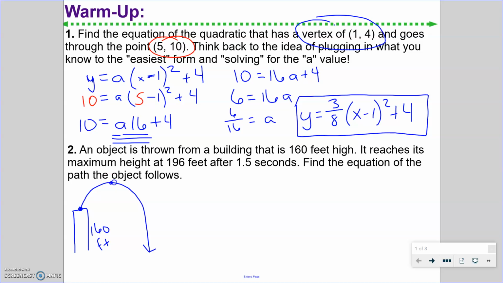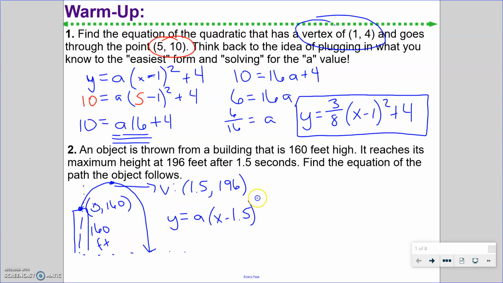And it reaches that maximum height of 196 feet after 1.5 seconds. That makes me think of the vertex. So my vertex is (1.5, 196). This right here makes me think of a y-intercept. So this is kind of like (0, 160), because that's where it starts. That's its starting point. So we're going to do pretty much the same thing we did for number 1. I'm going to write it with the vertex first. So it's going to be (x minus 1.5) squared plus 196.